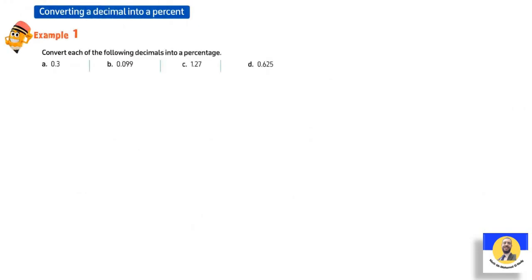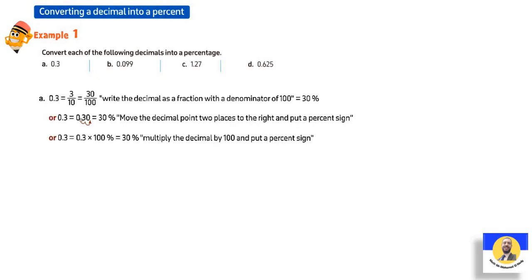Okay, first question. يلا بينا نعمل converting a decimal into a percent. طيب convert each of the following decimals into a percentage that you have 0.3. To convert into percentage, 0.3 is the same as 3 over 10. It means 30 over 100. وطالما عرفنا نخلي second number as 100 so it will be 30%.